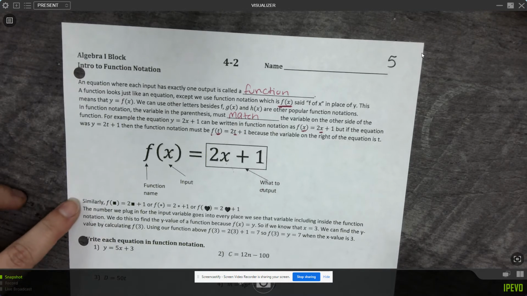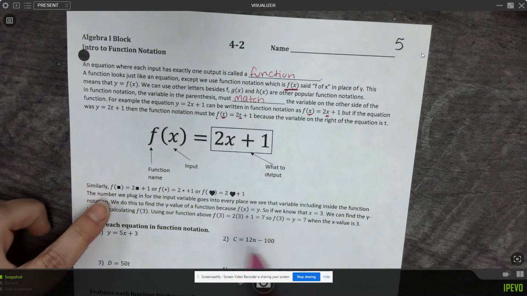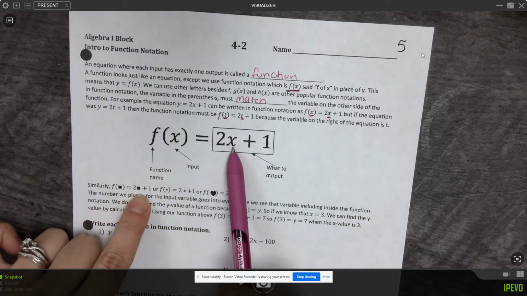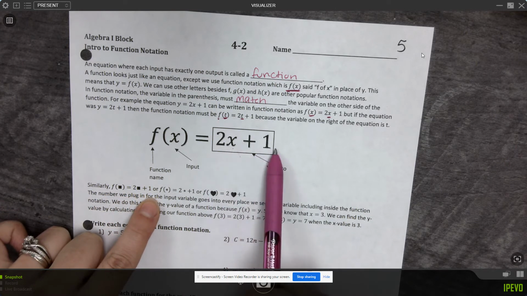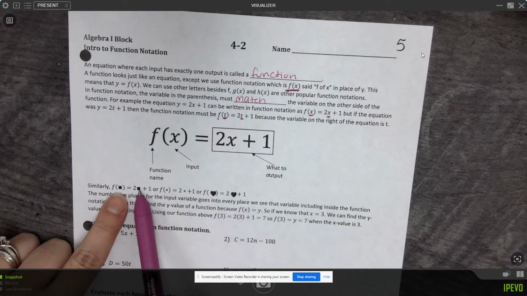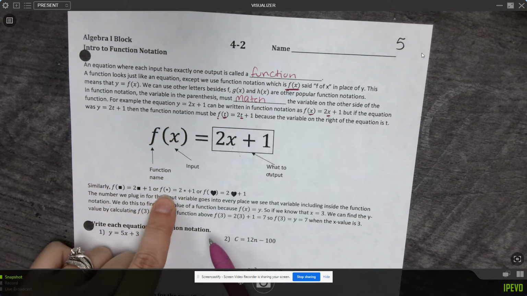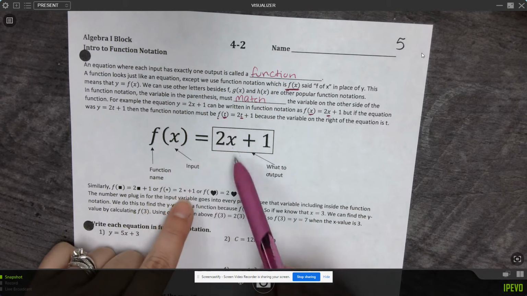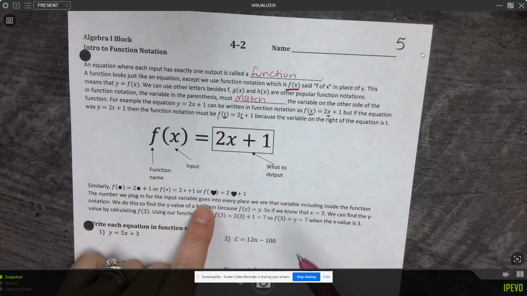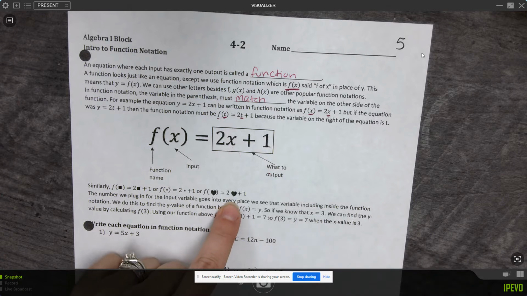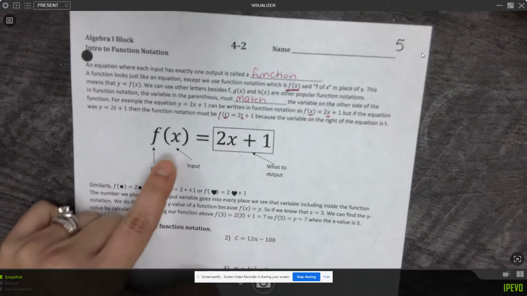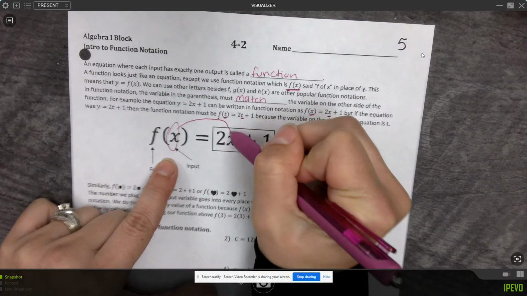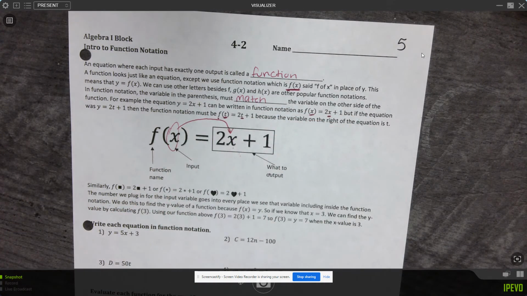So similarly, if now instead of f of x, I have f of box, then I'm going to have 2 box plus 1 instead of 2x plus 1 because these two things must match. F of star is going to be 2 star plus 1 because I replaced the x with a star. F of heart is 2 heart plus 1. Whatever you put inside this parenthesis, it must match where your variable is on the other side.